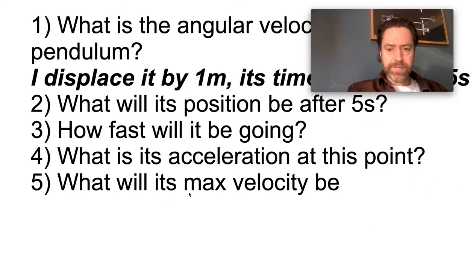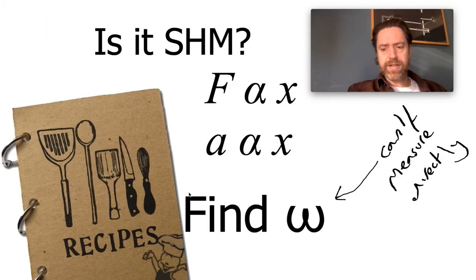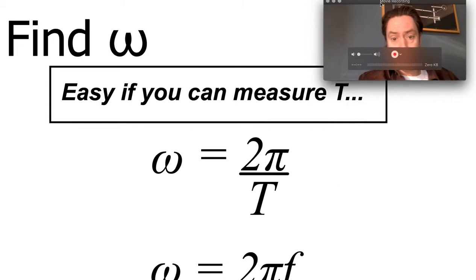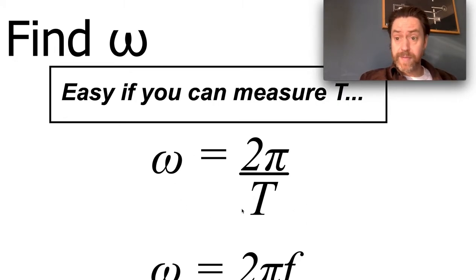Well, if the thing's moving, it's really straightforward, because although we can't measure omega directly, which is what my terrible writing says here, we can often measure the frequency or the time period of the oscillation. There you go. Easy if you can measure the time period. Because you just measure the time period, substitute it in this equation that we talked about earlier, and Bob's your uncle, you can solve any problem.